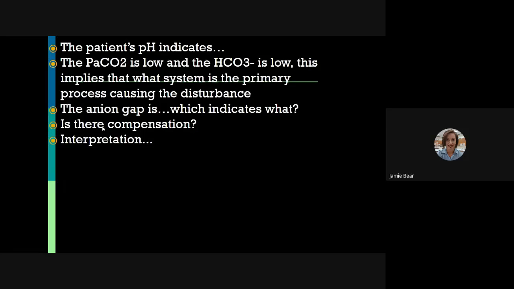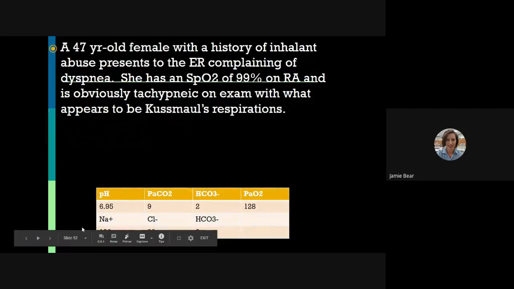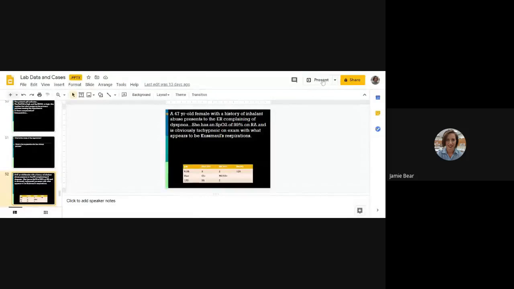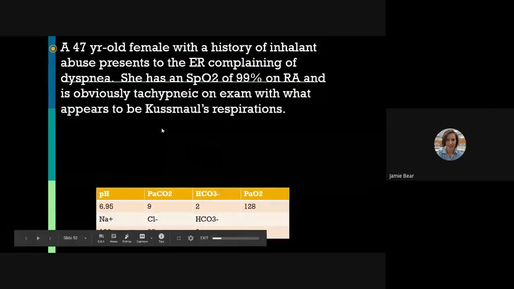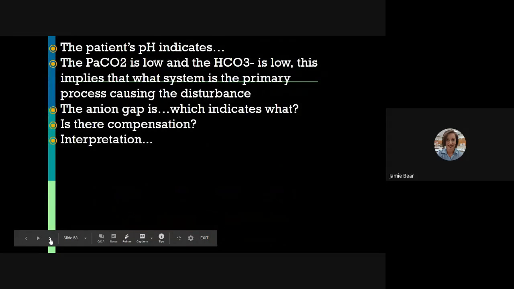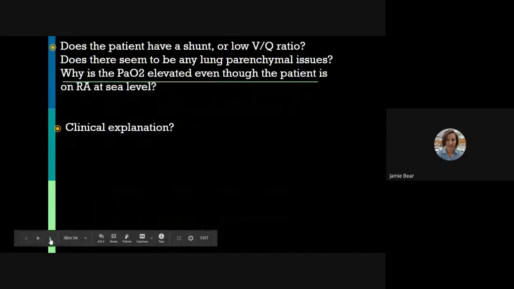The anion gap is the difference between the sodium of 130 and the chloride and bicarbonate, which is 100. Oh, excuse me for that. And so we can say that the anion gap is 30. Therefore, she is having an increase in her fixed acids, and that is what is contributing to her metabolic acidosis.